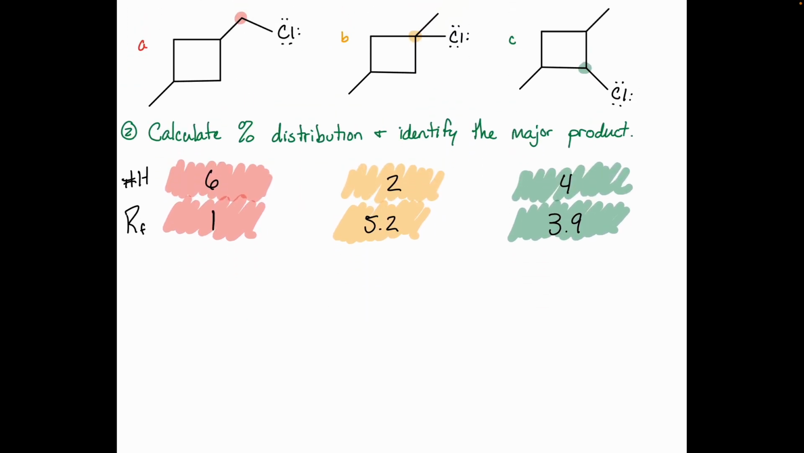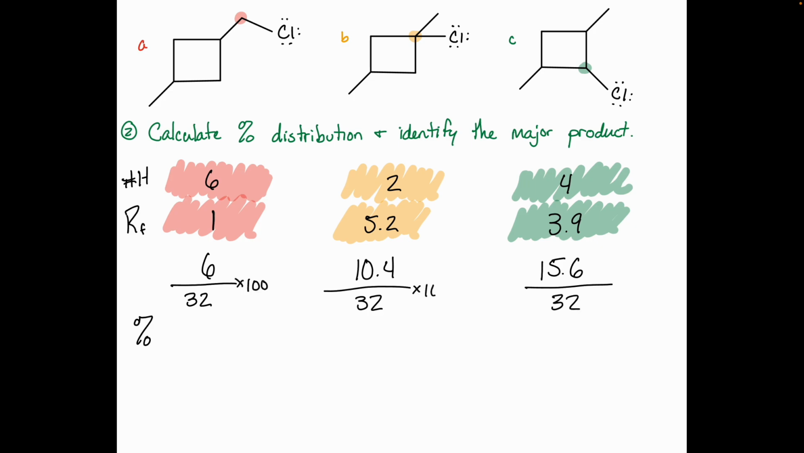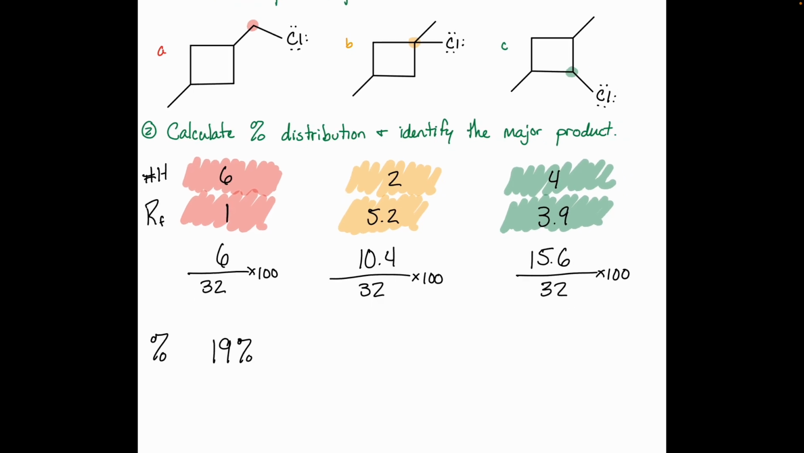So then I'm going to multiply these together. 6 and 1 is 6. We got 10.4. 15.6. So then to get my percent, I'm going to take each of those values and divide it by the sum of all of them together, which is 32, multiplied by 100. Cool. So I would get 19% for my red product, my group A product. I would get 33% for product B and 49% for product C here.